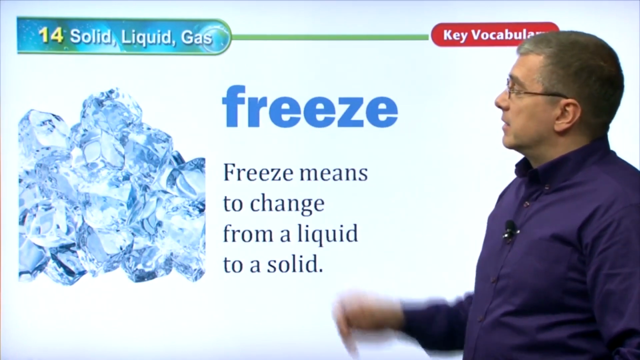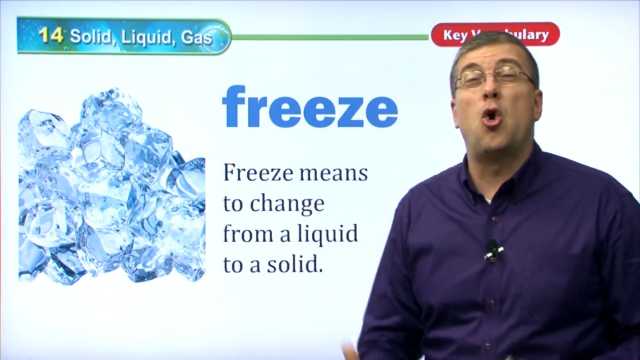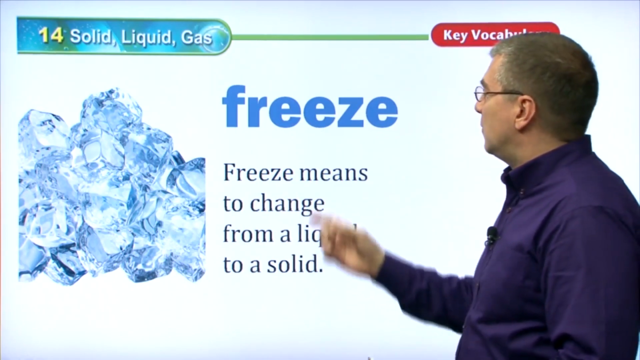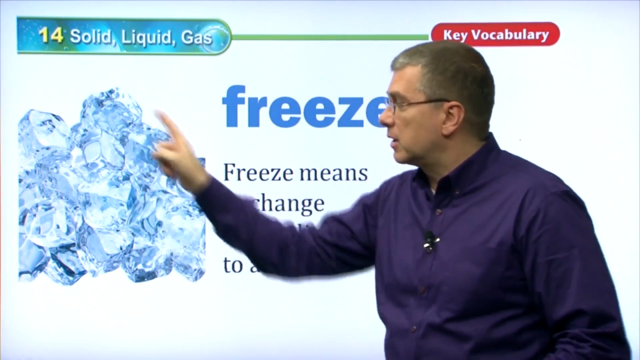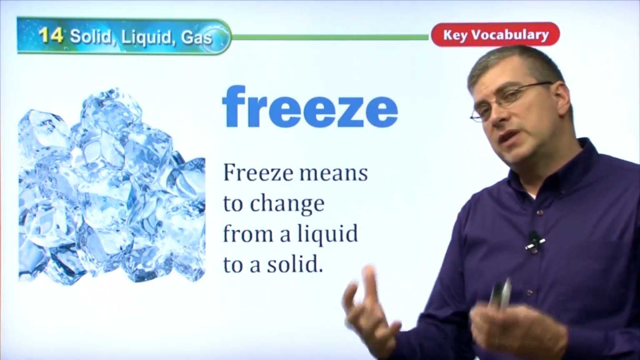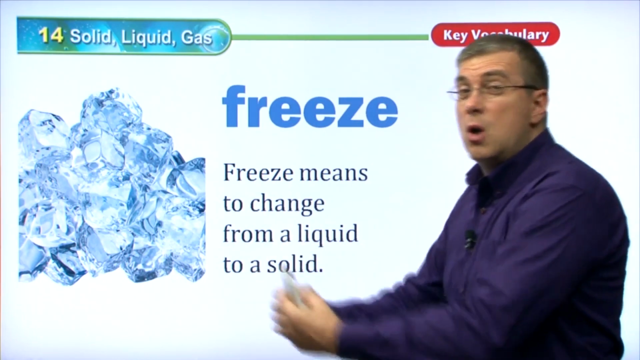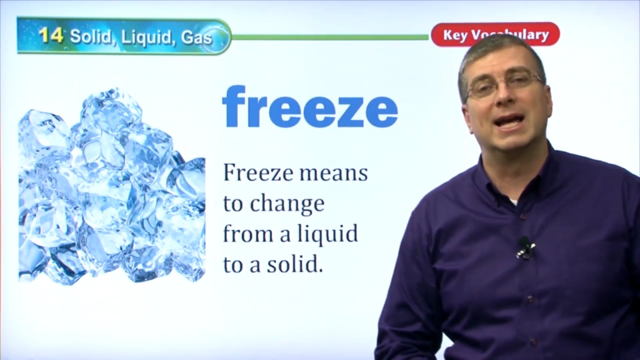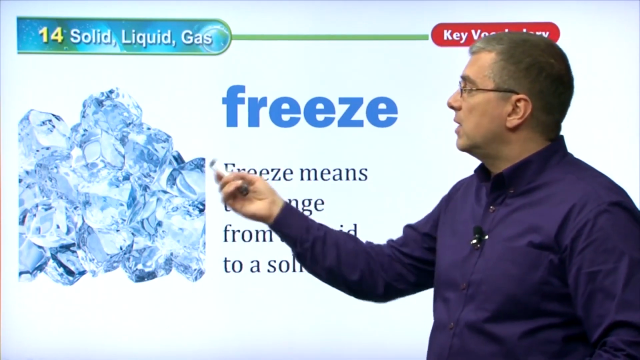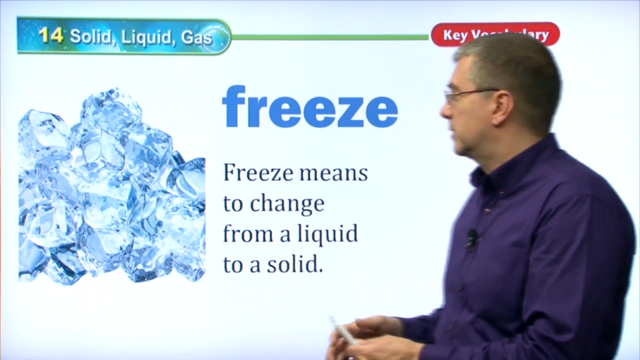Here we have freeze. Now I was talking about temperature, right? Freeze has to do with very cold temperatures, right? If you freeze something, you change it from a liquid to a solid. And here's our example of water again. If you take water, liquid water, and you take away heat, you lower the temperature, what happens? It freezes, becomes a solid, it is now ice, okay? So when you freeze something, it becomes a solid. It goes from a liquid to a solid.